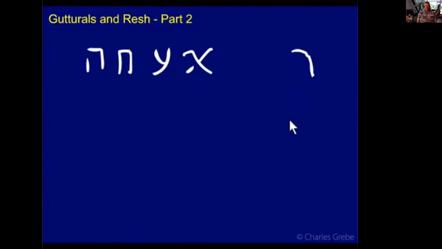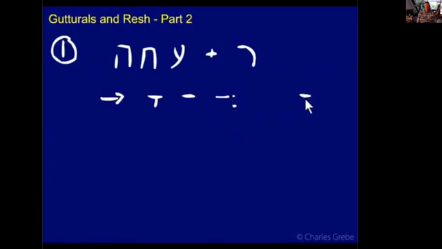So, by way of review, first of all, what are the gutturals again? We have aleph, ayin, chet, and hey. Those are our gutturals. And then we often include resh together with them. Now, we'll have 3 points here. The first one is to talk about which vowels they tend to be associated with.